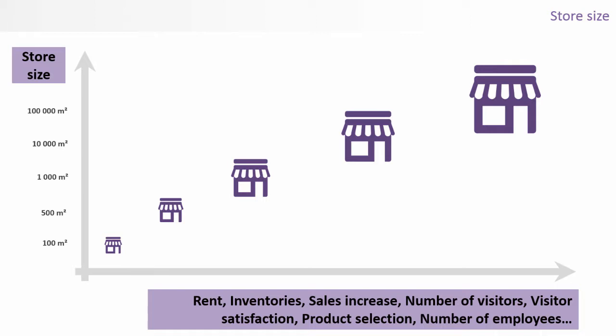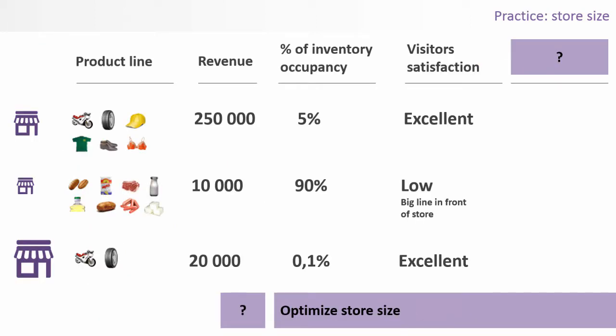Let's train. Imagine you have 3 shops with different sizes. You also have the revenue of the last week and the percentage of inventory occupancy, which shows the percentage of occupied warehouse. For example, if the percentage of occupancy is 80, you will have only 20% of the free space left for the new goods. You can also see your customer satisfaction level with explanation. You will need to decide which of the stores need to correct their size.